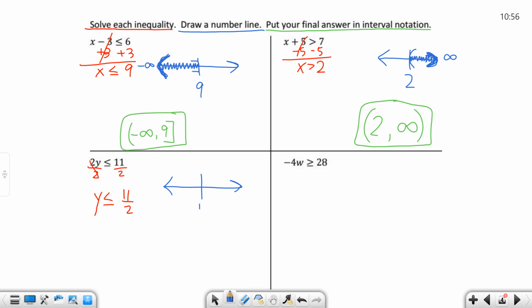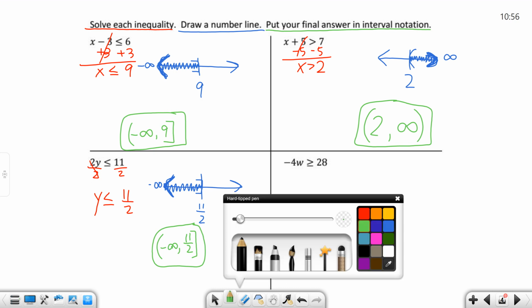So what number do I care about here? I only care about 11 halves. Don't worry about putting something else there. I addressed this in my interval notation video, so go watch it. There's no need to put anything there except what you're concerned with, and I'm concerned with 11 halves. Less than that is going to be to the left, and that's going to be negative infinity. And this is going to be a bracket again. So then on my interval notation, I start at negative infinity, comma, 11 halves. Negative infinity gets parentheses, and 11 halves gets a bracket because it has the equals here.